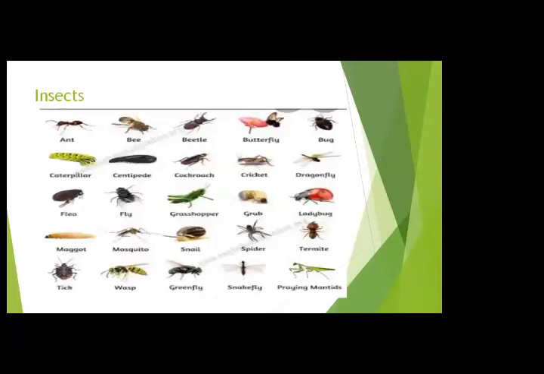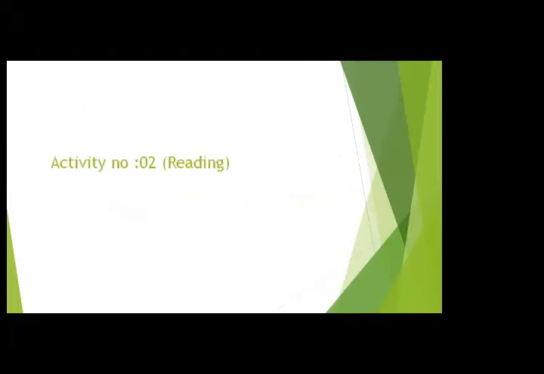The other thing is about insects. Obviously, there are many types of insects in the world like ant, bee, beetle, butterfly, bug, caterpillar, cockroach, grasshopper, fly. These all are animals.